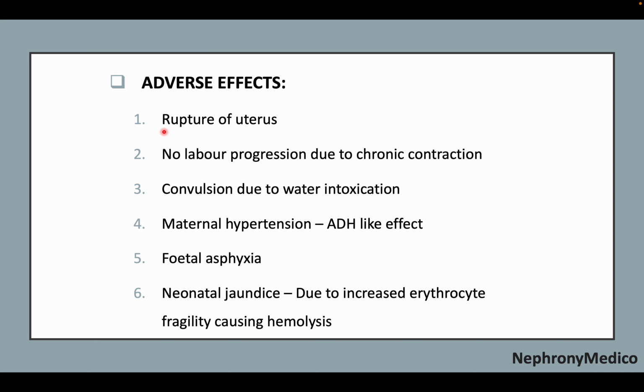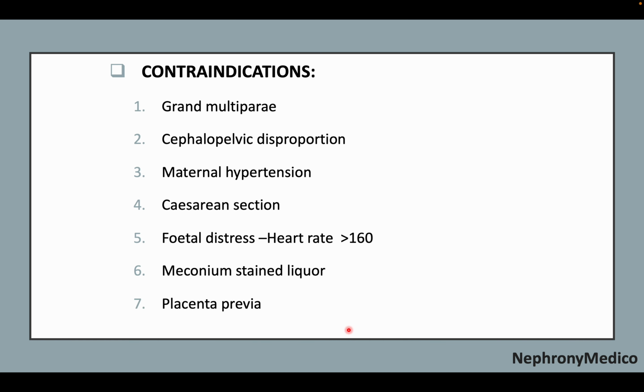Adverse effects include rupture of the uterus, no labor progression due to chronic contraction, convulsion due to water intoxication, maternal hypertension, fetal asphyxia, and neonatal jaundice due to increased erythrocyte fragility causing hemolysis. Now, contraindications: grand multipara, cephalopelvic disproportion, maternal hypertension, cesarean section, fetal distress, meconium-stained liquor, and placenta previa.